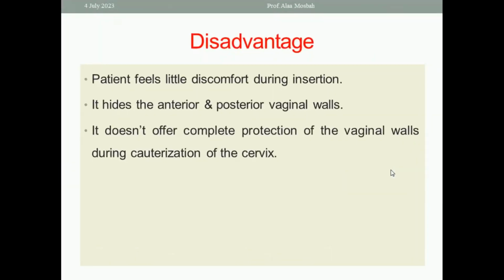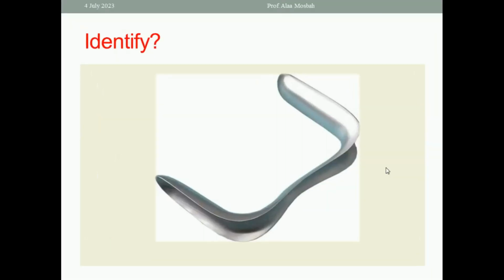What is the disadvantage? Maybe some women may feel a little discomfort during insertion, especially nulliparous women. It hides the anterior and the posterior vaginal walls by the plates. This is another disadvantage. Also, it doesn't offer complete protection of the vaginal walls during cauterization of the cervix. This is another disadvantage. Okay, go to the next, please.